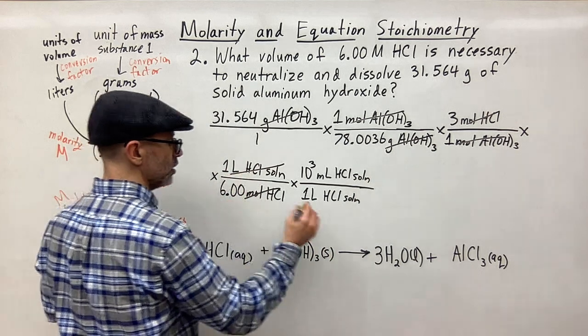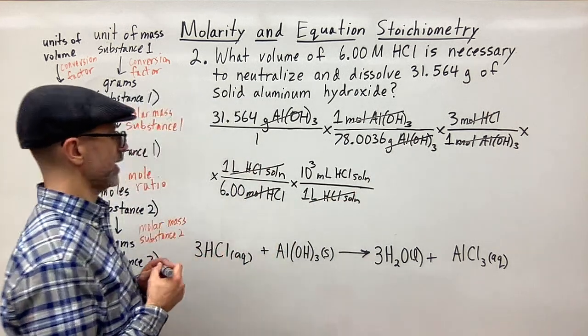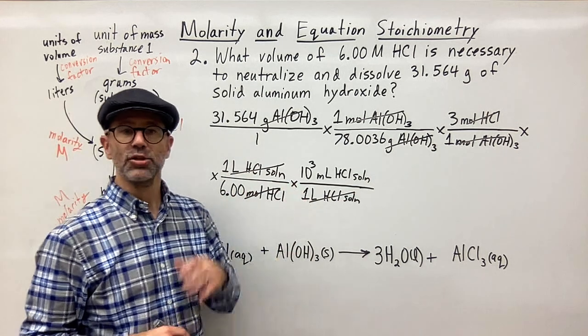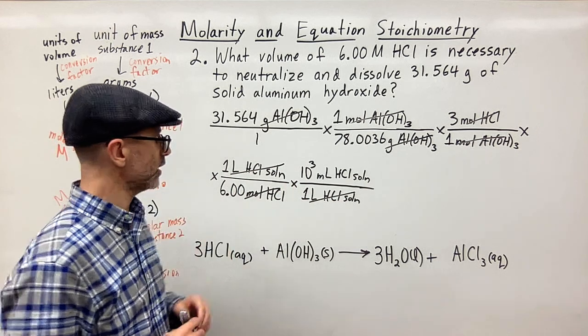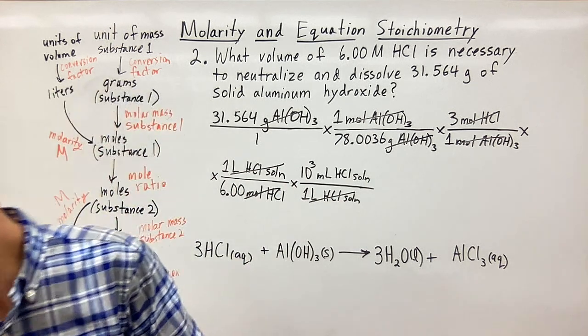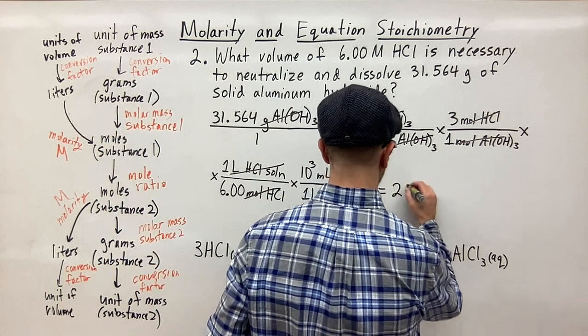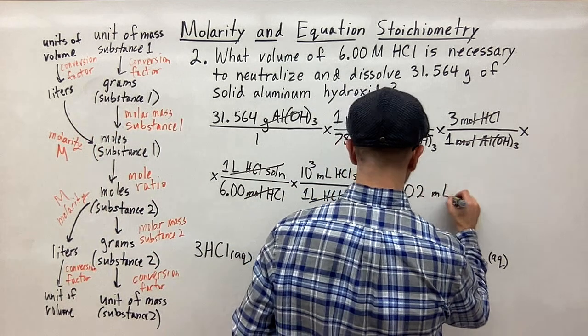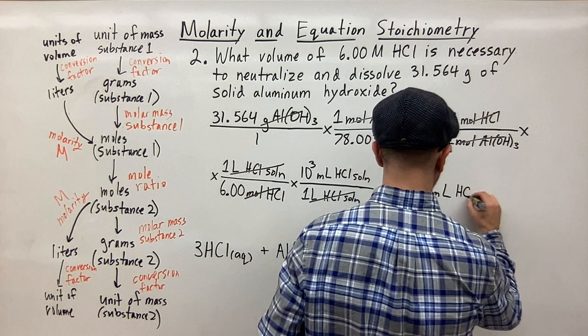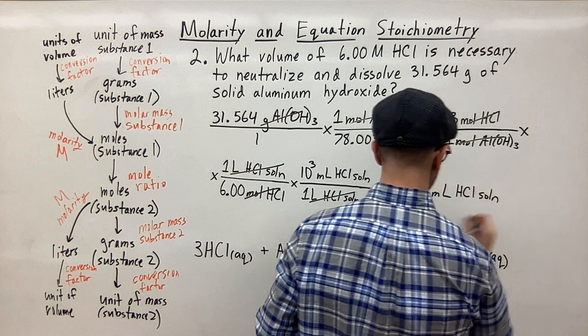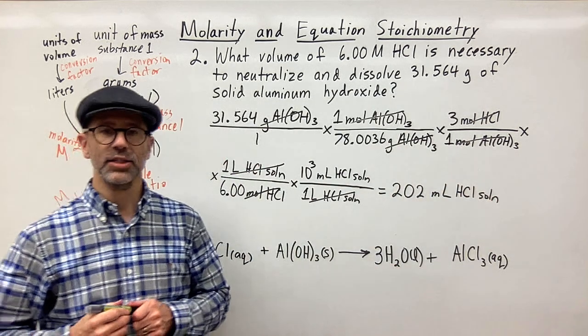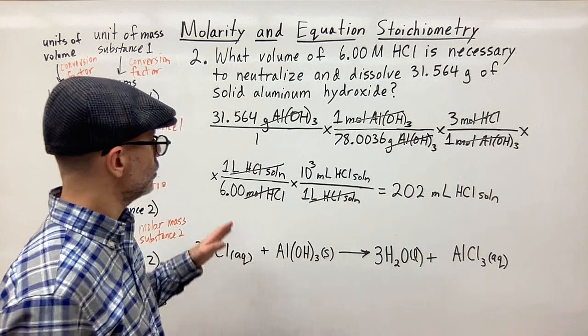So the liters of HCl solution cancel out. Now I have milliliters, so now I can go ahead and calculate this out. And when I calculate it out, I get 202 milliliters of HCl solution. And that, ladies and gentlemen, is how you get it.